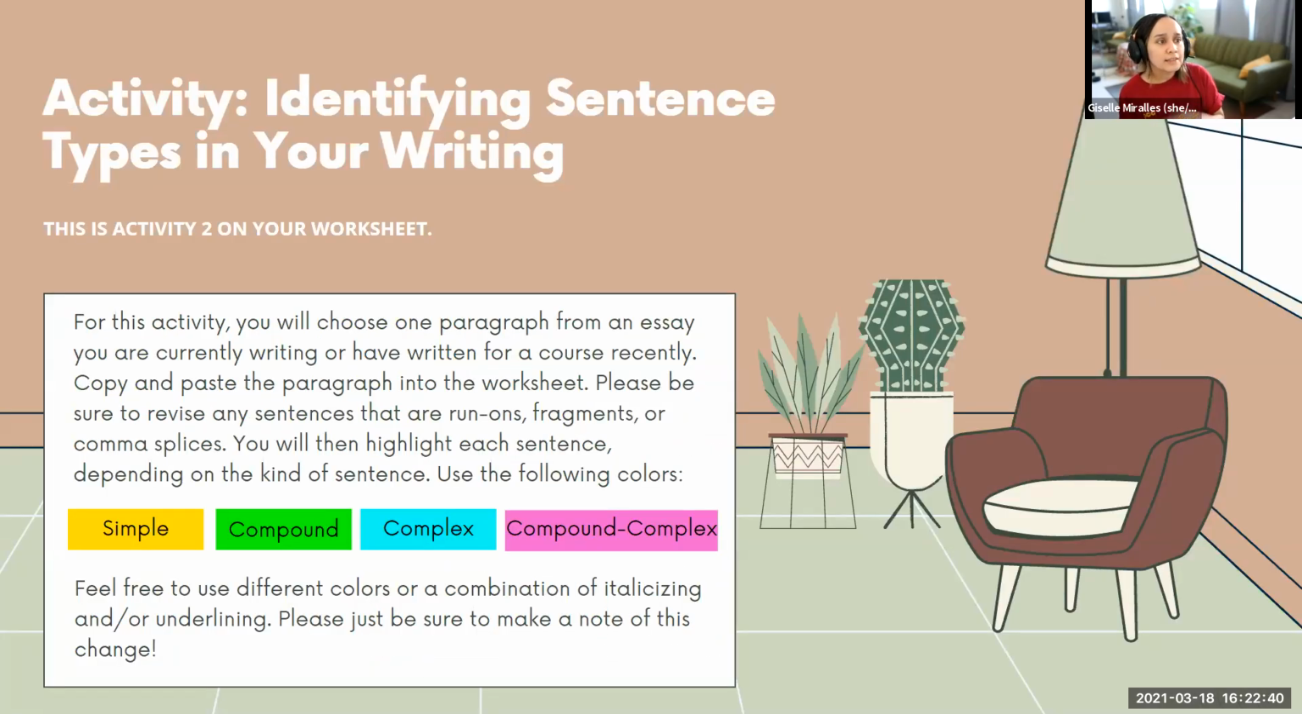All right, so for this last activity, you're going to practice identifying sentence types in your own writing. For this activity, you will choose one paragraph from an essay you're currently writing or have written for a course recently. Copy and paste the paragraph into the worksheet. Please be sure to revise any sentences that are run-ons, fragments, or comma splices. If you're not sure how to do that, just do it to the best of your ability.